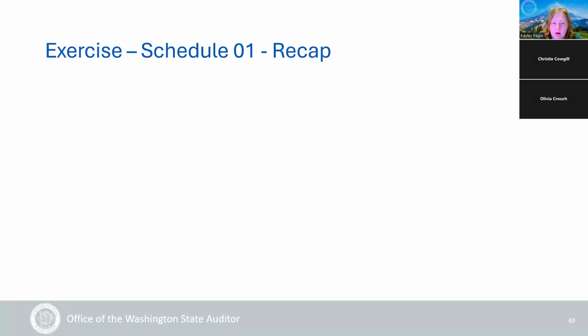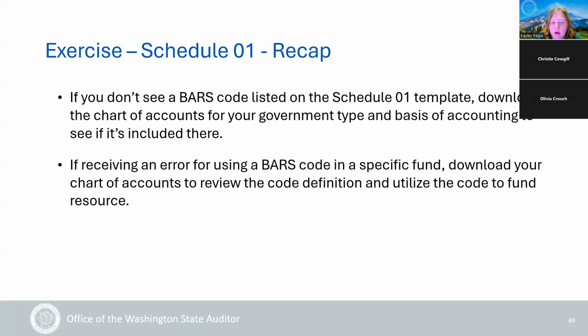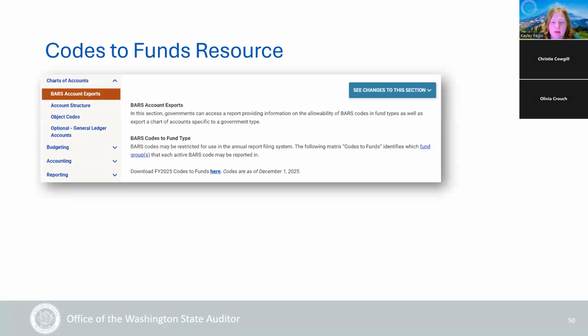If you are receiving an error for using a BARS code in a specific fund, you can download your chart of accounts to review the code definition. Sometimes it does indicate, like, fiduciary funds only, or you can utilize the codes to fund resource. And I want to take a closer look at that resource. So this is the codes to fund. And just a reminder, this can be found on the BARS account export page.